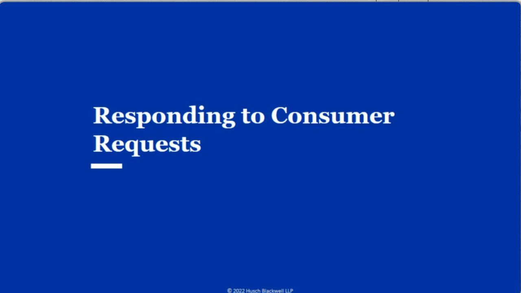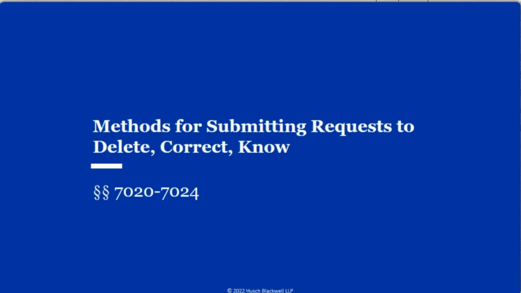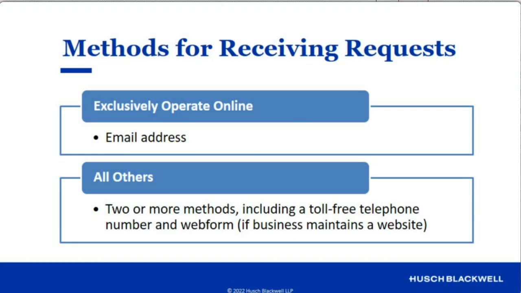Yep, so turning to responding to consumer requests, sections 7020 through 7024 cover methods for submitting requests to delete, correct, and know. The regulations revise these sections to apply existing methods for requests to delete and know to the new right to correct. So, like I said, the CPRA consolidated requirements for the types of methods for receiving requests to be the same for requests to delete, correct, and know.